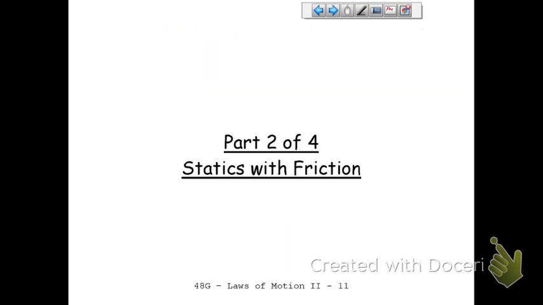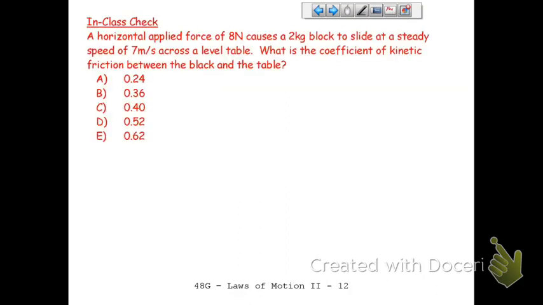Let me just show you. I'll show you one example. A horizontal applied force of 8 Newton causes a 2 kilogram block to slide at a steady speed of 7 meters per second across a level table. What is the coefficient of friction between the block and the table?